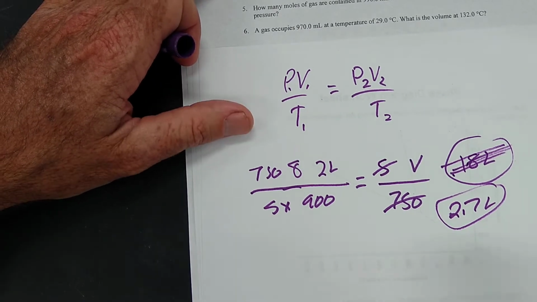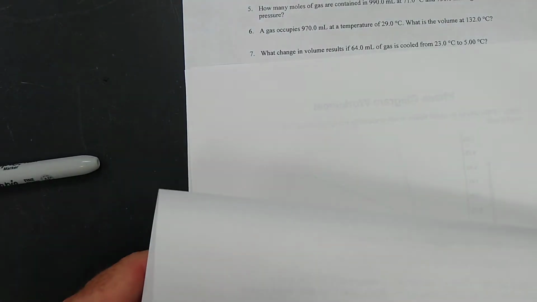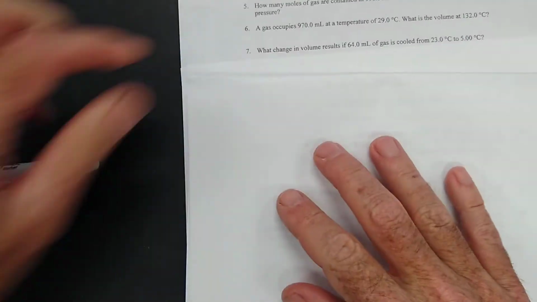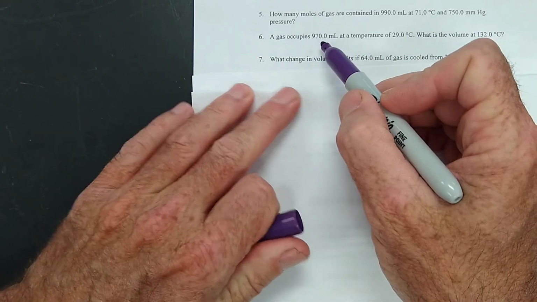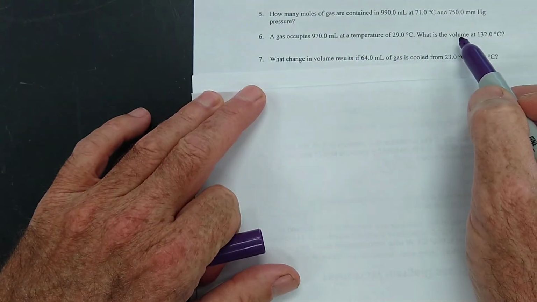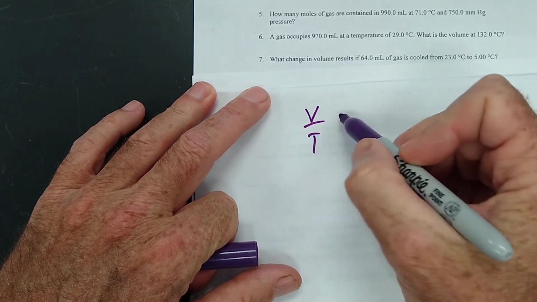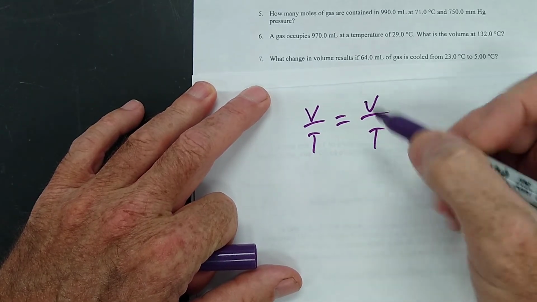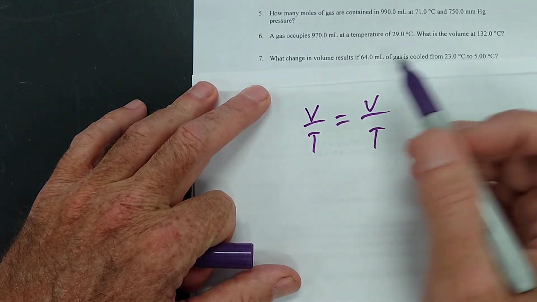How about number 6? Let's just do number 6 for the heck of it. Trying to pick some random ones. We've got volume, temperature, and temperature. Ooh, we can just use Charles' law. Or this is just the combined gas law. You just don't have to mention pressure because it doesn't change.